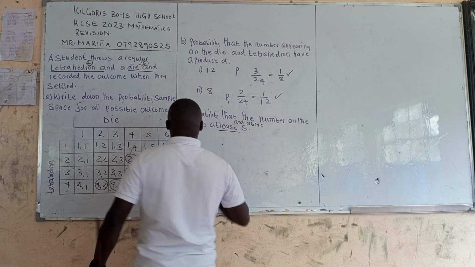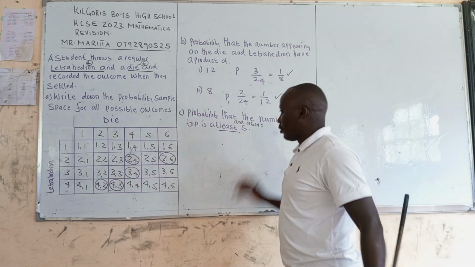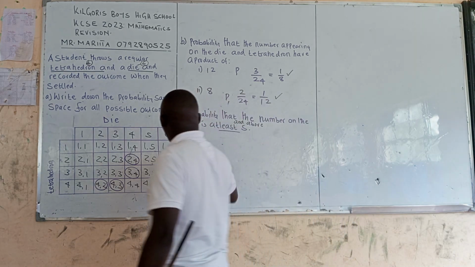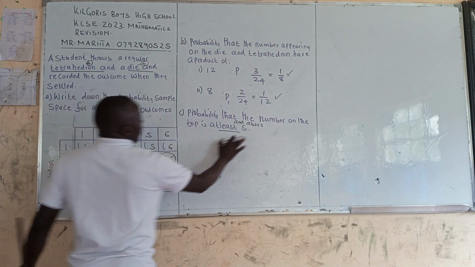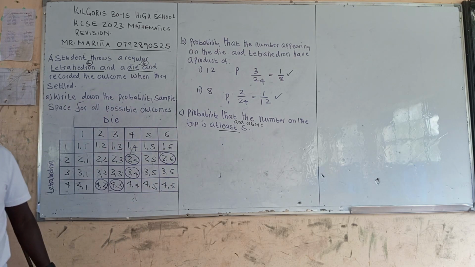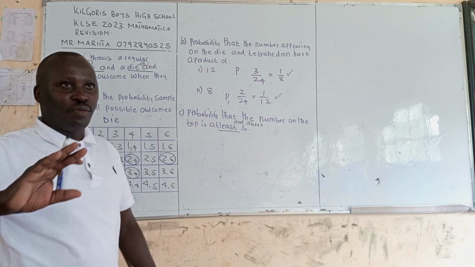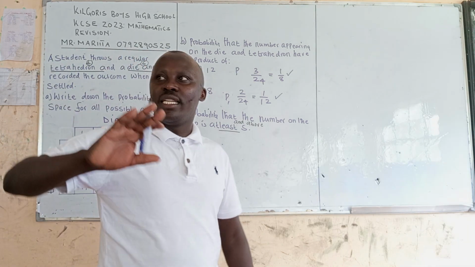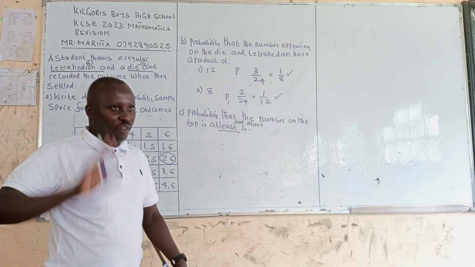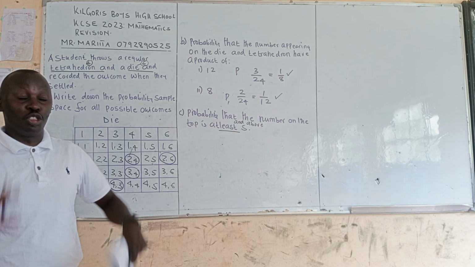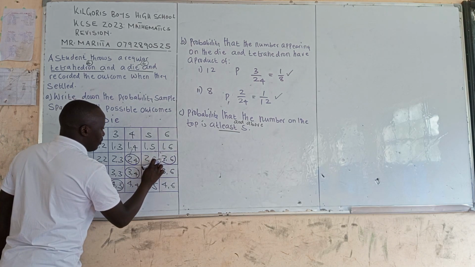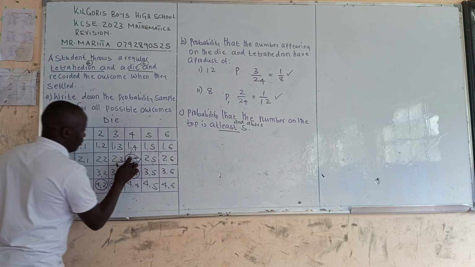So the number on the top. We are supposed to find the probability that the number on the top of the tetrahedron, the number on the top of the die, is at least 5. At least 5 means it can be 5 or 6, or it should be 5 and above. So what are the numbers? Let us find them.